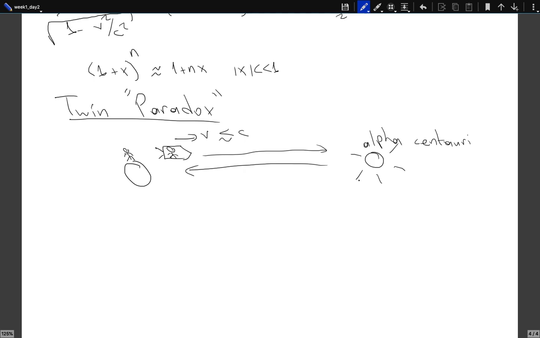Well, in the reference frame of the Earth, for the observer on Earth, the alarm clock on Earth will go first. For the observer on the spaceship, the alarm clock on the spaceship will go first. Which, by the way, brings us to the question of simultaneity.